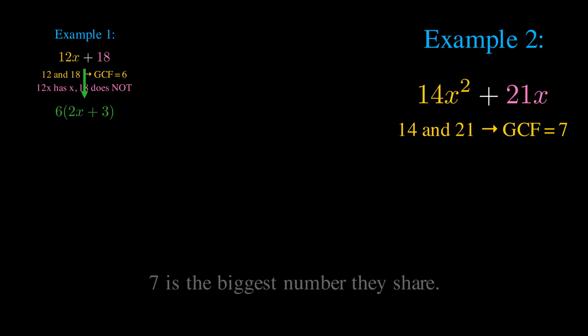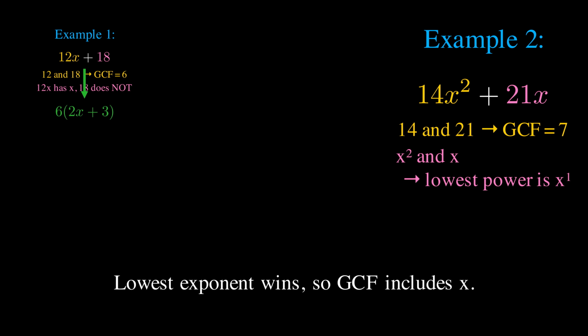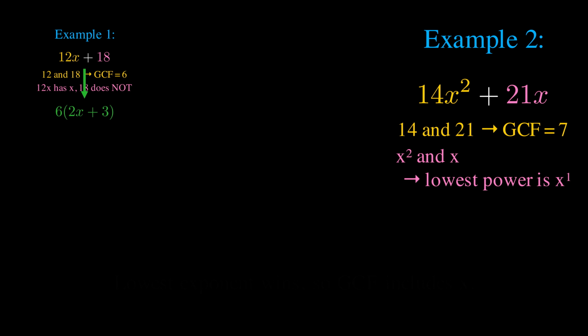Now check the variables. We have x squared and x. The rule is the lowest power wins. So the variable part of the GCF is 1x. We factor out 7x. Now divide each term by 7x. That leaves 2x plus 3 inside.